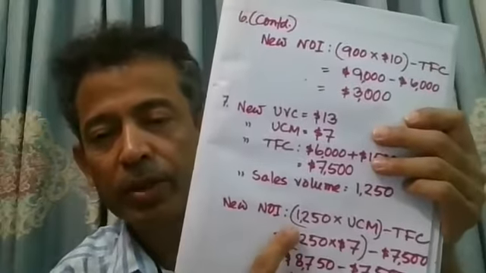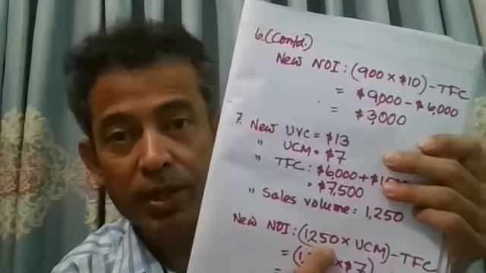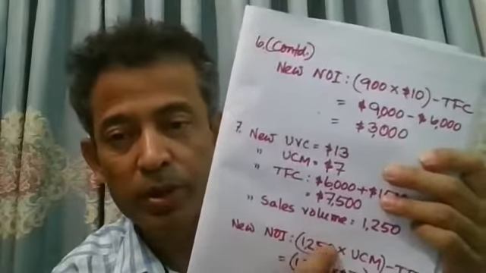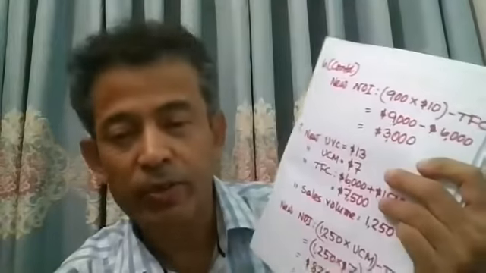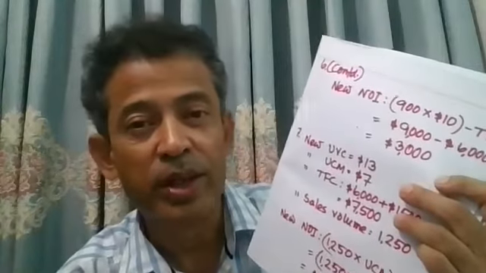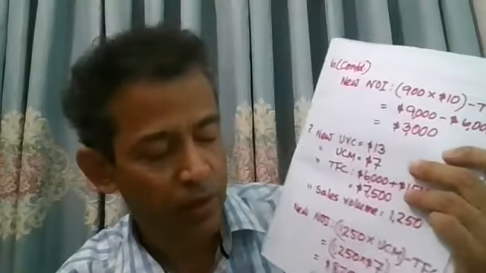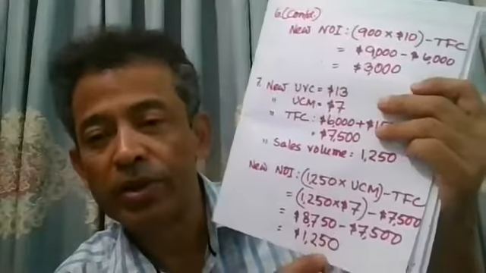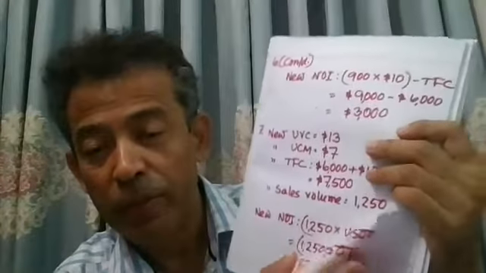Our operating income is going to be 1,250 units times the $7. So that's our total contribution margin minus fixed expenses. And fixed expenses here are not $6,000. It's going to be $7,500. So our profit now is $1,250. Net operating income is $1,250.